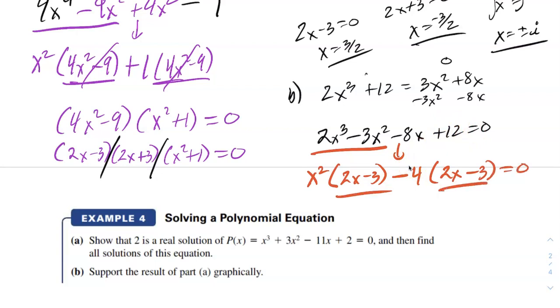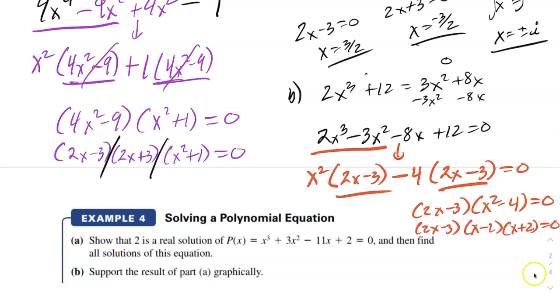Halfway match. So you get 2x minus 3 times x squared minus 4 equals 0. And if you want, you can actually factor this a little bit more. It is the difference of two squares. So you get 2x minus 3 times x minus 2, x plus 2 equals 0. And there we go. My answers are going to be split and solve. X equals 3 halves, x equals 2, x equals negative 2. Those are my three answers, right? X to the third, got all three answers.